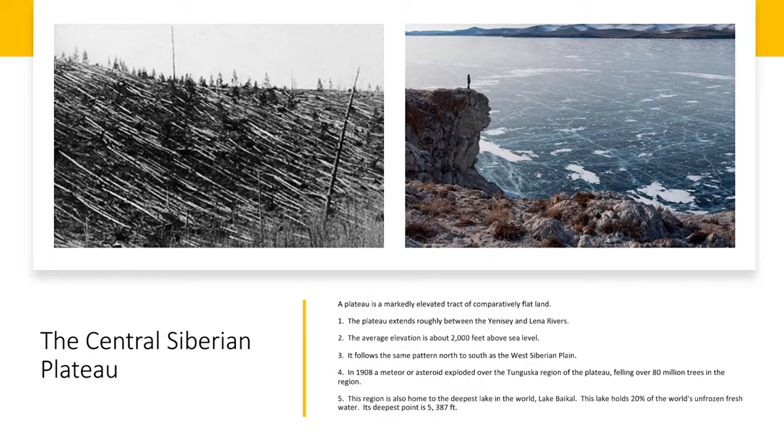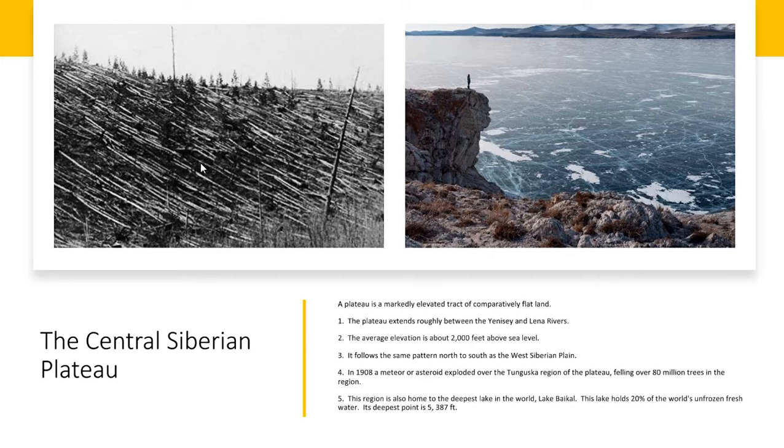Now, how elevated? Pretty significant, okay? Where the West Siberian Plain was only about 400 feet above sea level in most of the area, this is over 2,000 feet above sea level, all around the Central Siberian Plateau. And like I said, it follows the same pattern. In the extreme north, you have tundra. In the middle, you have taiga. And in the south, you have the steppe. Now, two very cool things.